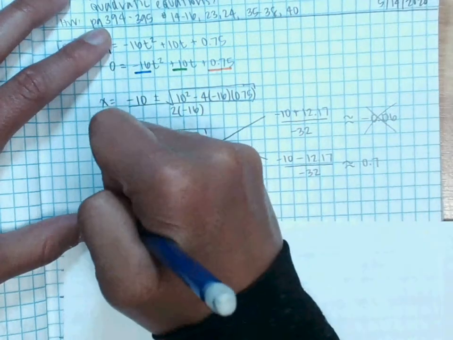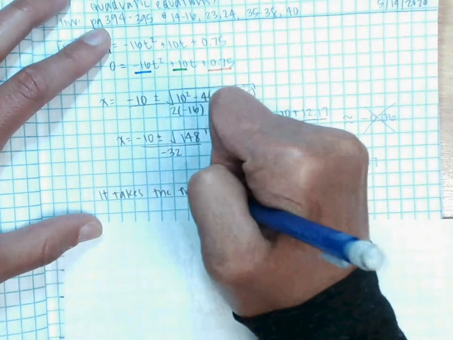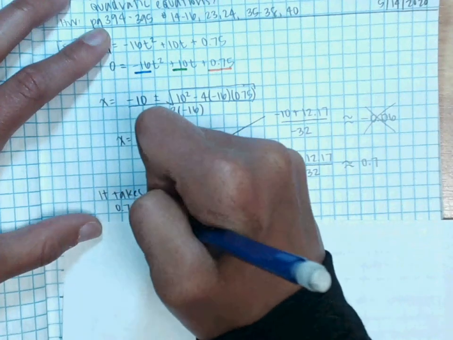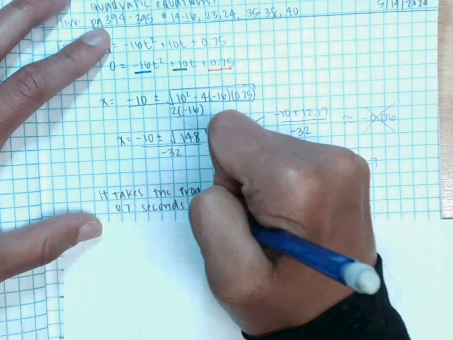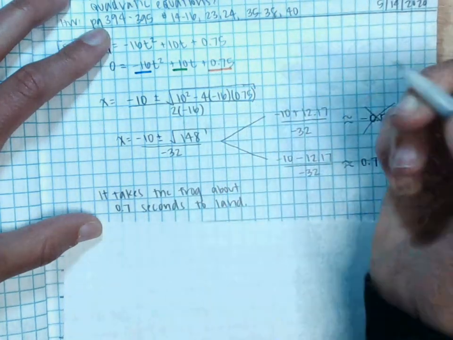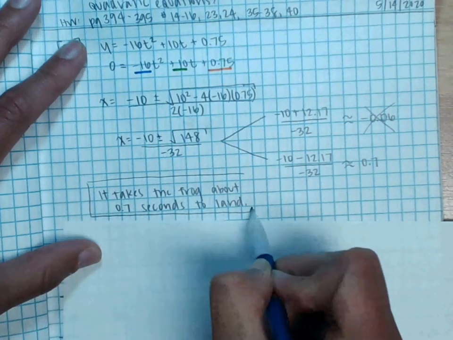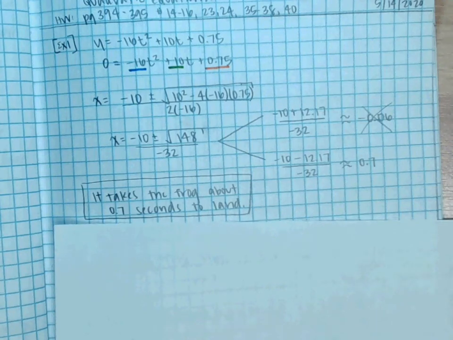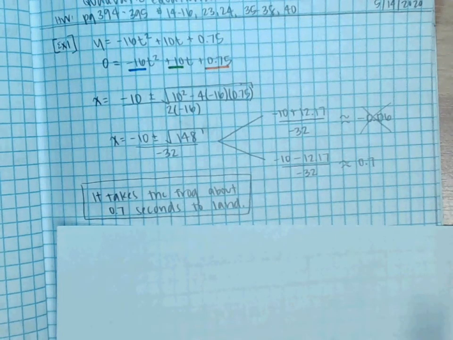It takes the frog about 7/10 of a second to land on the other side. Okay? So, again, using the quadratic formula, that's pretty simple to plug into our calculator and get out this answer that tells us how long it takes the frog to get to the other side.